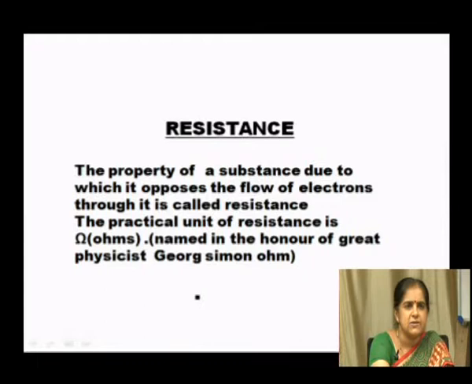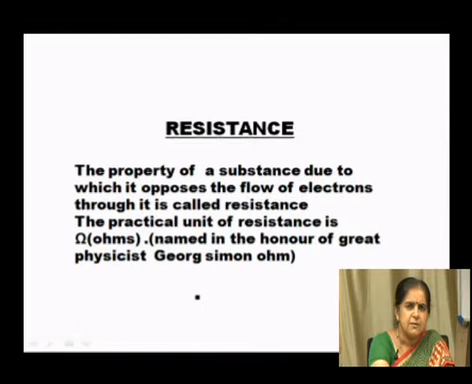Okay, the practical unit of resistance is ohms. Why is it called ohms? It is named in honor of the great physicist George Simon Ohm. Okay, then why is this opposition offered by the material? It is because of the atomic structure of the material.